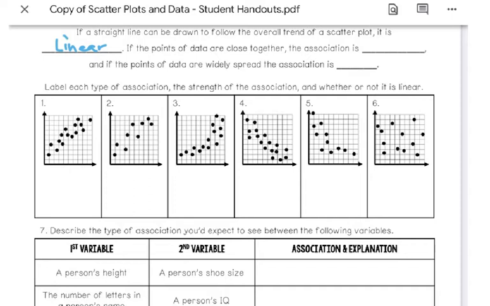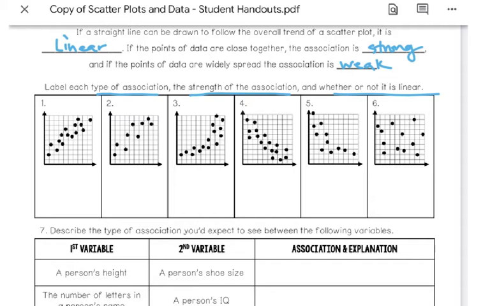Sometimes not so straight. If the points of data are close together, the association is strong. And I'll show you what that looks like. And if the points of data are widely spread, the association is weak. Okay, so we're going to label each type of association. So the type of association, the strength of the association, and whether or not it is linear. Those are the three things that we need to look at.